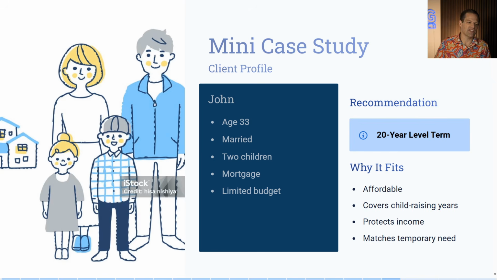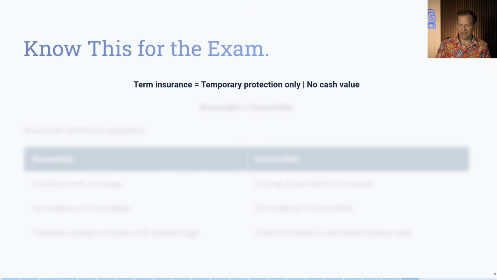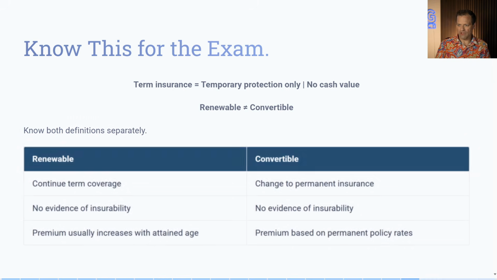And the recommendation here would be a 20-year level term. It's affordable, covers the child raising years when your income outlay or expense outlay is highest, protects income, and matches that temporary need. So know this for the exam. Term insurance is temporary protection. There's no cash value. Renewable is not the same as convertible. Know both definitions separately. You can see those below.